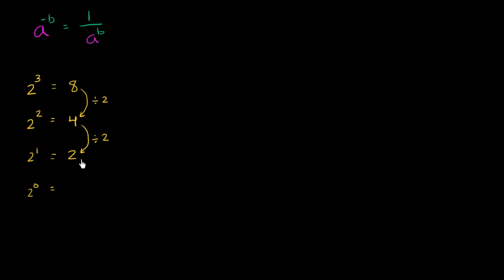So we should divide by 2 again. So if we divide by 2 again, we get 1. And this is part of the motivation why 2 to the 0th power should be equal to 1. But let's keep going. What should 2 to the negative 1 power be if we want to be consistent about continuing to divide by 2? Well, we divide by 2 again, and so this is going to be equal to 1/2.